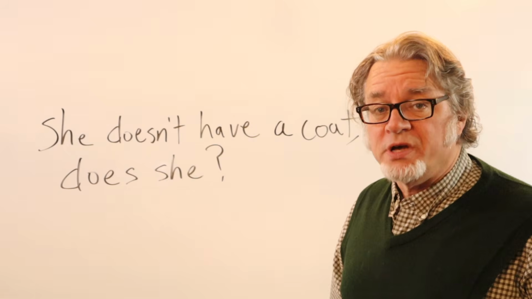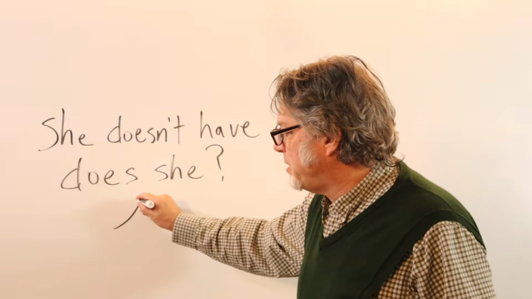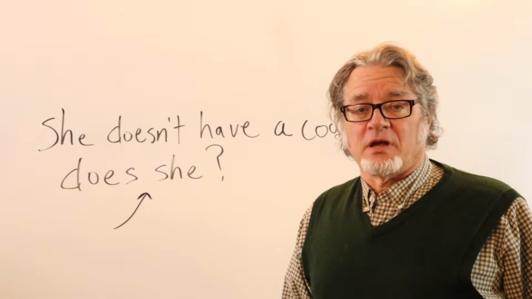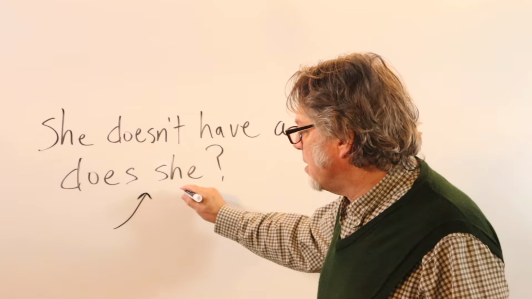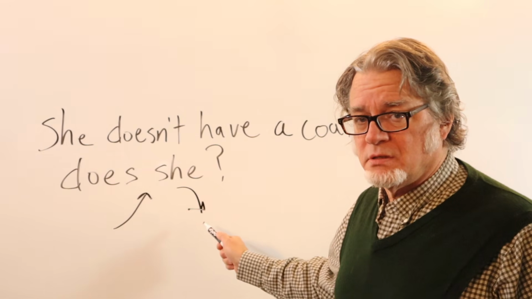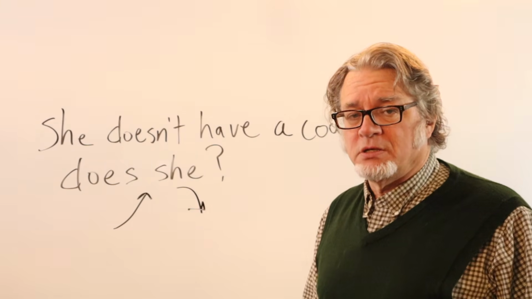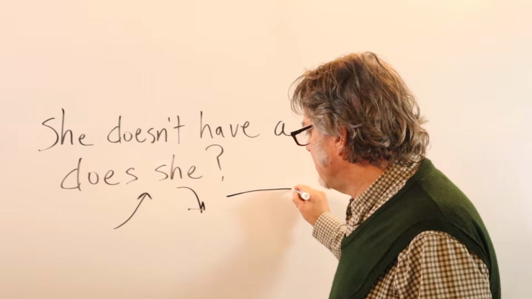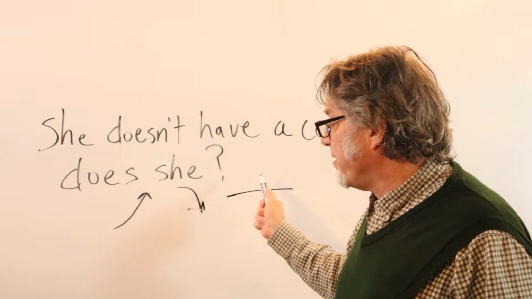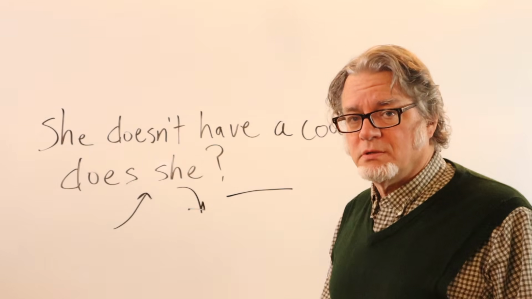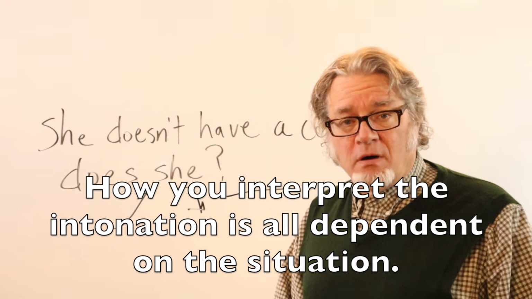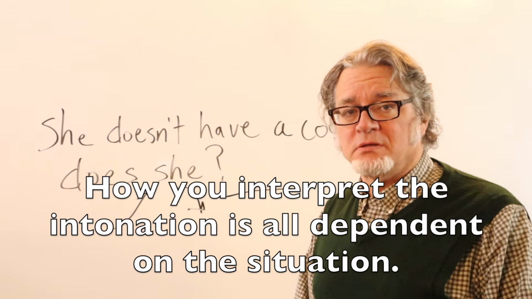She doesn't have a coat, does she? The voice goes up. I'm not sure. She doesn't have a coat, does she? The voice goes down. I think I know the answer. She doesn't have a coat, does she? And here, the intonation is flat. This could mean either I think I know the answer or I don't. How you interpret the intonation is all dependent on the situation.